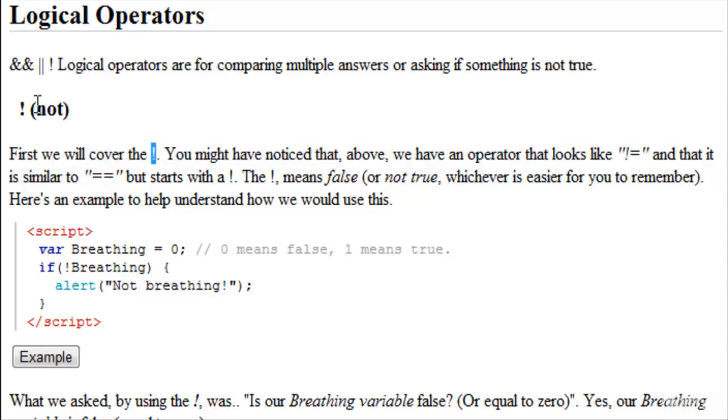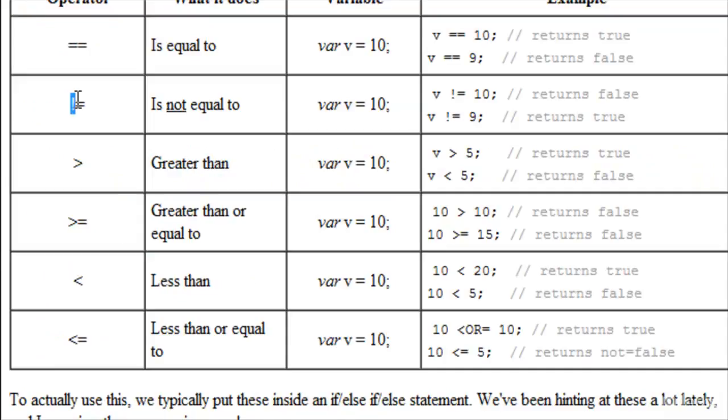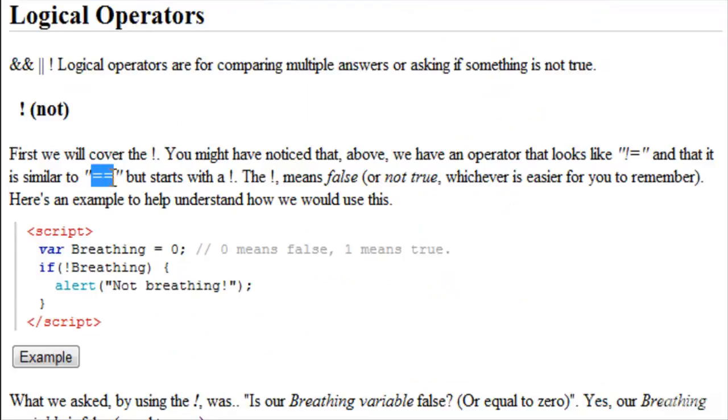First, we'll cover the exclamation mark. You might notice that exclamation mark is the word not. Also, false or wrong are 2 different ways of thinking about it, and that might help you out a little bit with understanding how this works. And you might have noticed that we have the not operator in front of an equal sign. Remember, not equal is not equal to. Now that's very similar to the equals equals, which is just equal to, but it starts with a not, or an exclamation mark. Remember, I'm going to say this again, the exclamation mark, which is not, means false or not true. Whichever is easiest for you to remember, that's the way you should just stick with.